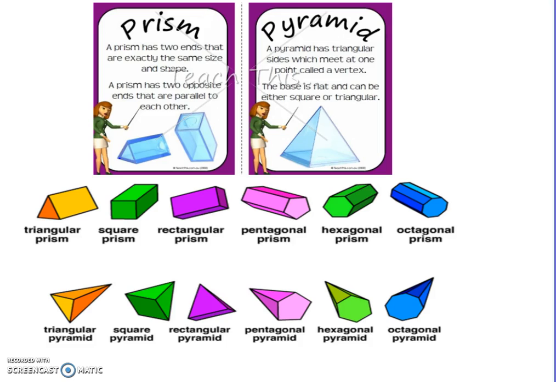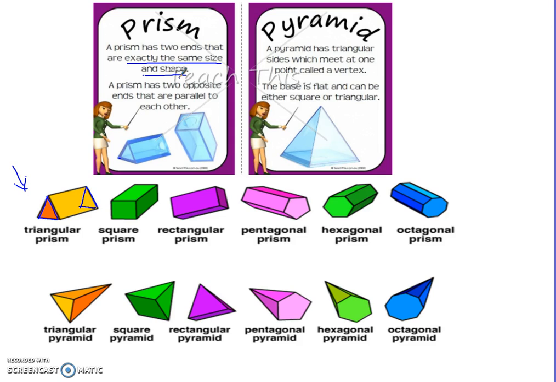In this lesson, we're going to talk about prisms and pyramids and their volumes. To start with, let's see what prisms are. A prism has two ends that are exactly the same size. For example, if you look at this triangular prism, this end is a triangle and the other base, or the other end, is also a triangle with exactly the same size and shape.